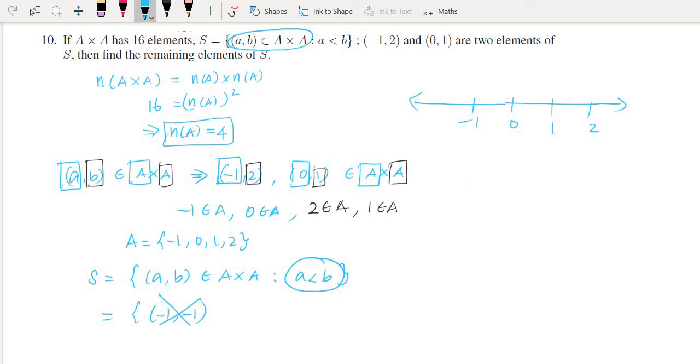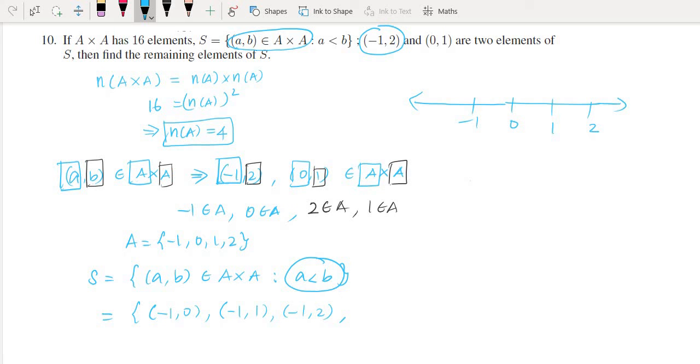So what I have to do? I have to check for other ordered pairs. Consider (-1, 0). It is actually in this set because -1 is less than 0, and (-1, 1), (-1, 2). Anyhow, (-1, 2) is in this set which is given in the question. We need to find the remaining elements only. Anyhow, I am going to write all the elements of set S.